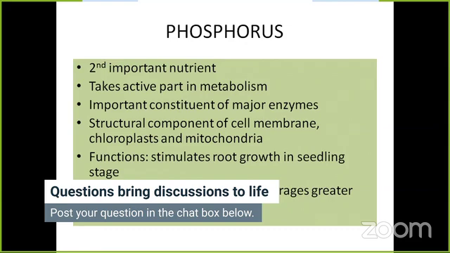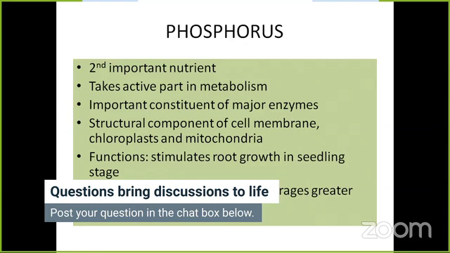So phosphorus is an important constituent of major enzymes. The enzymes are going to be active in ensuring the metabolism happens. So without phosphorus, the metabolism will be affected. It is a structural component of cell membrane, chloroplast and mitochondria. Cell membrane helps in selective permeability of the nutrients and water, gives strength to the cell as well as the plant, and protects the plant from disease attack.